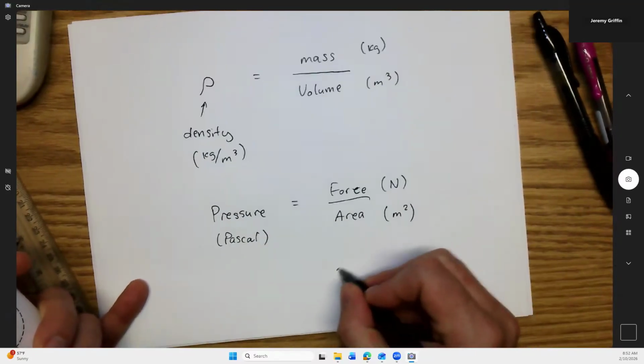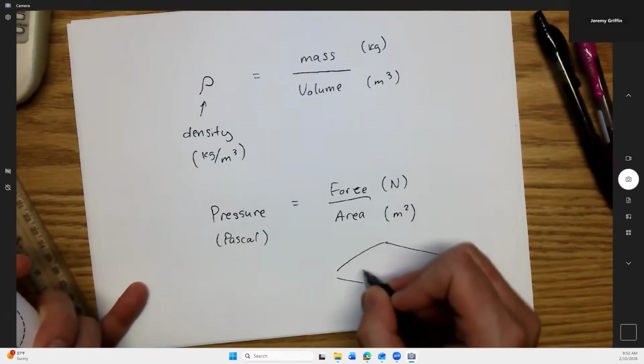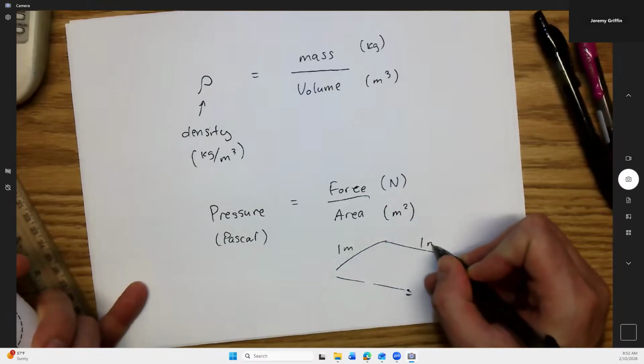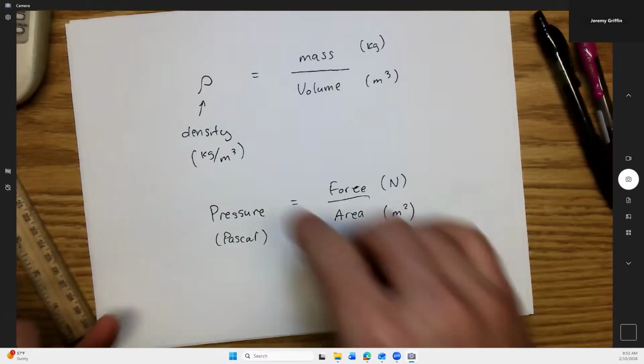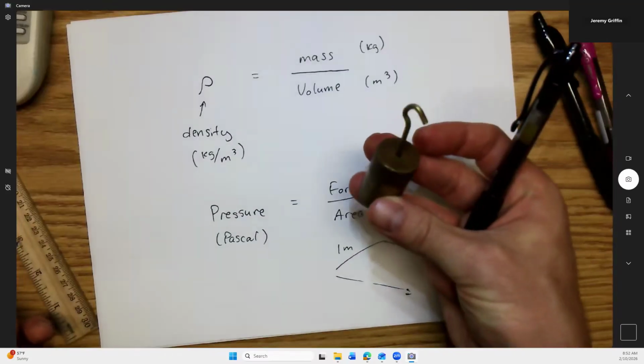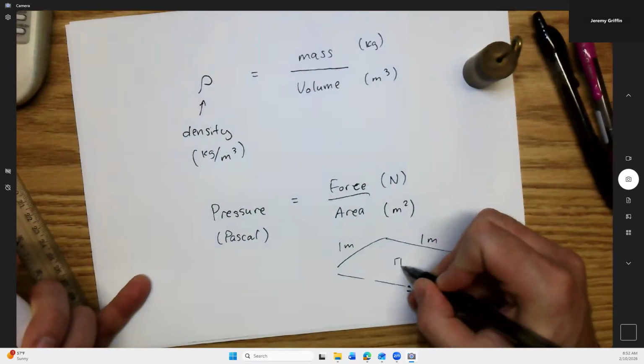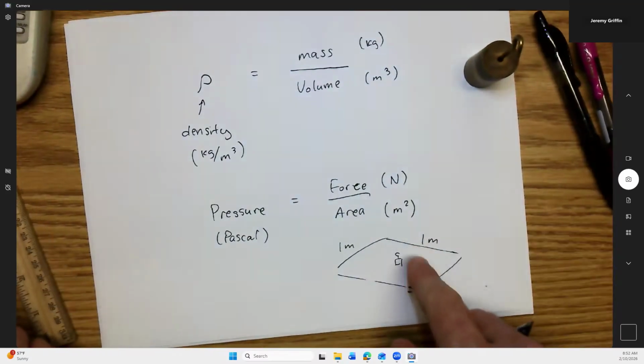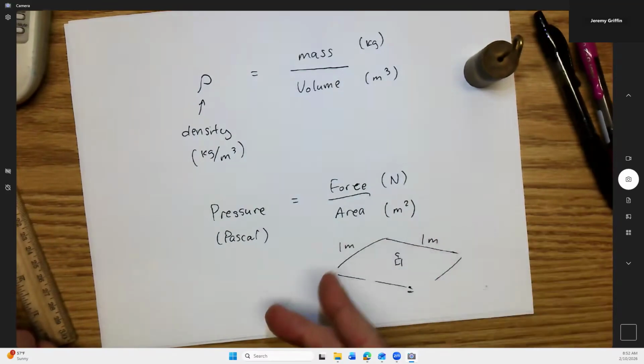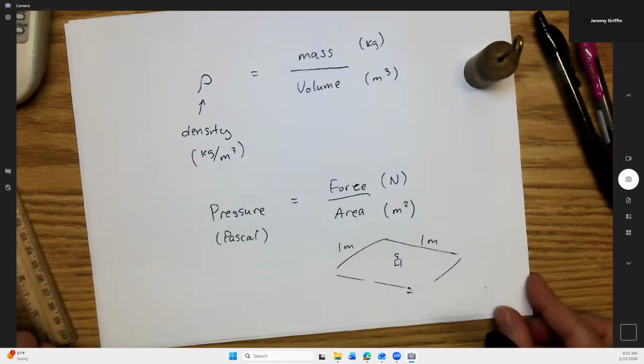Hey guys, if I have a big old foam board that measures 1 meter wide and 1 meter long, like 1 by 1, and I take this lab weight right here, 100 grams, which weighs about 1 Newton, is that true? And I stack this guy right here, then this is putting some force on this area, and the pressure works out to be like this.